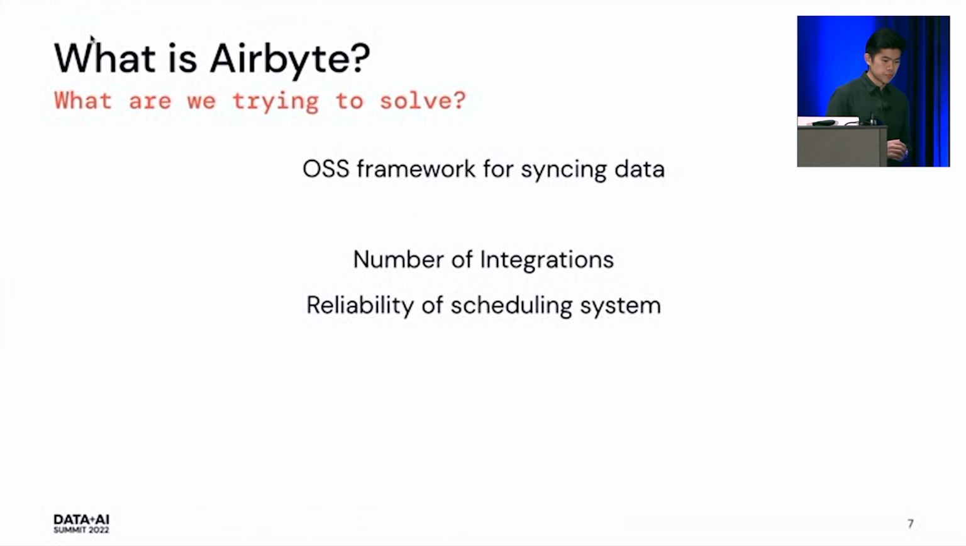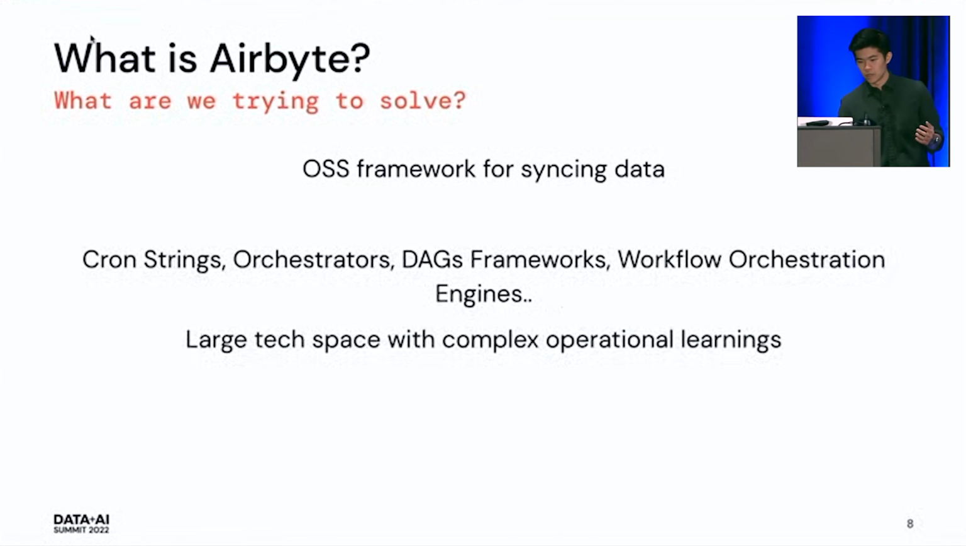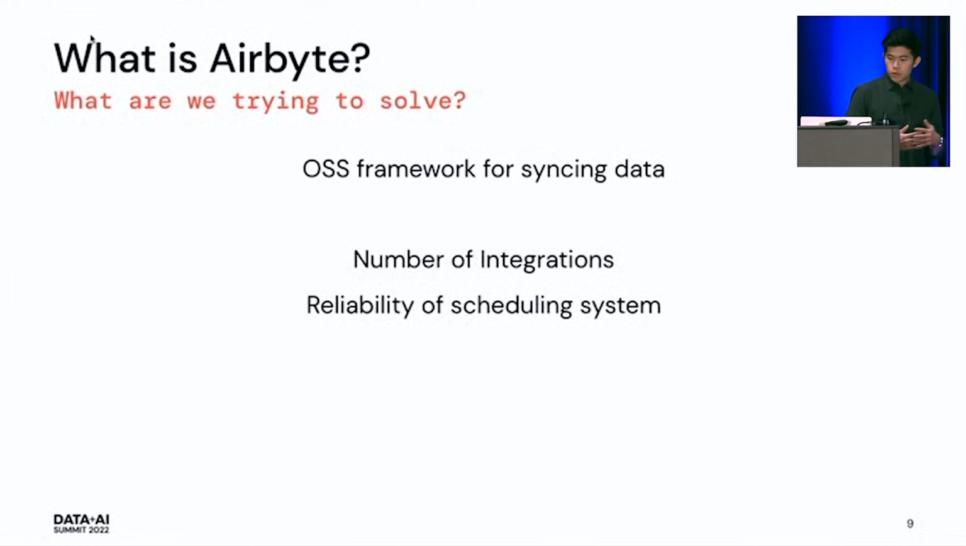The second problem here is the reliability of scheduling. As data becomes much more of a critical business need, it is very important that the data arrives on time in the format that you want. This is not an easy problem because there are many different flavors of schedulers. You have your cron strings, orchestrators, all the way to what we call today workflow orchestration engines. This is a very large tech space with a lot of complex operational learnings, and it's not easy for any engineering team to understand all the trade-offs, pick the right technology, and learn how to operate it.